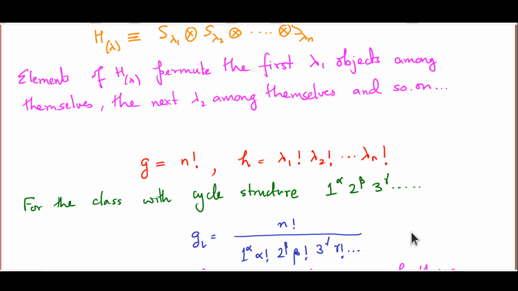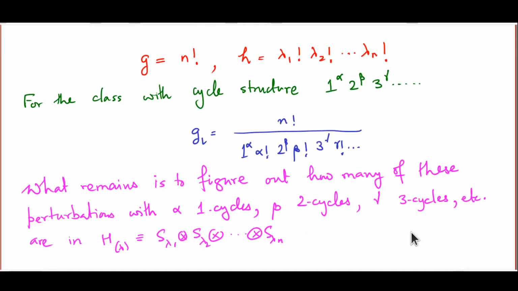What we still need to figure out is h_l, the number of these permutations which actually survive into our subgroup capital H of lambda. So what we need to do is figure out exactly how many of these permutations with alpha 1 cycles, beta 2 cycles, gamma 3 cycles and so on are elements of H of lambda, where only the first lambda 1 objects are permuted among themselves, the next lambda 2 are permuted among themselves and so on.